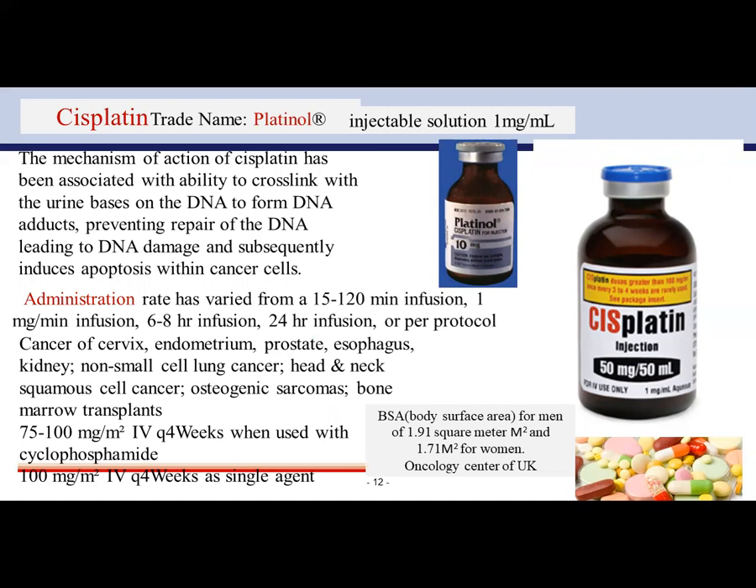Administration rate has varied from a 15 to 120 minute infusion, 1 mg per minute infusion, 6 to 8 hours infusion, 24 hours infusion, or per protocol. Indications: cancer of the cervix, endometrium, prostate, esophagus, kidney, non-small cell lung cancer, head and neck squamous cell cancer, osteogenic sarcoma, bone marrow transplants. Dose: 75 to 100 mg per square meter every 4 weeks when used with cyclophosphamide, and 100 mg per square meter every 4 weeks as a single agent.